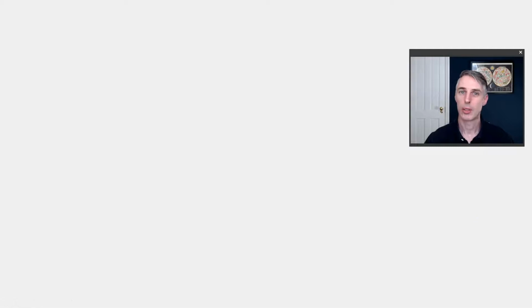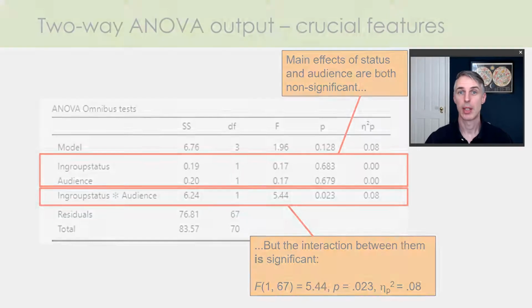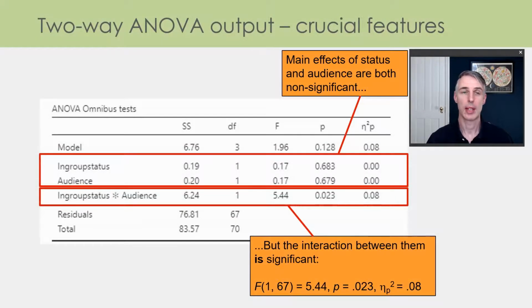Hello everybody, welcome back to part 2 of this week's session, where we'll be finishing off between participants ANOVA. Just to pick up where we left off, we were in the middle of analysing a two-way analysis of variance, looking at the output and thinking about its implications. We had two non-significant main effects of status and of audience, our two IVs, but we had a significant interaction between them.